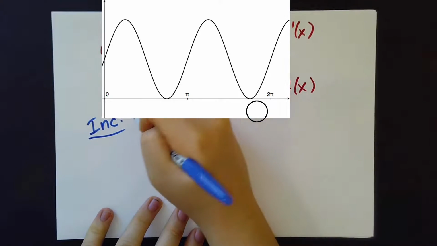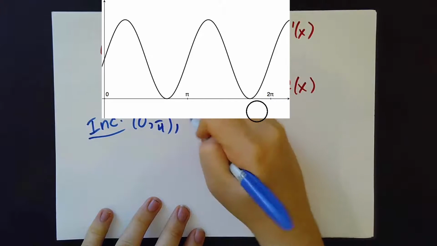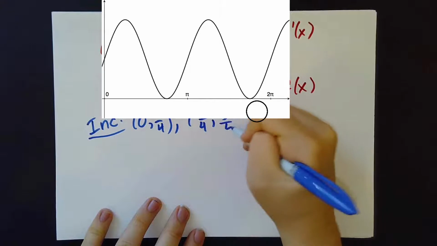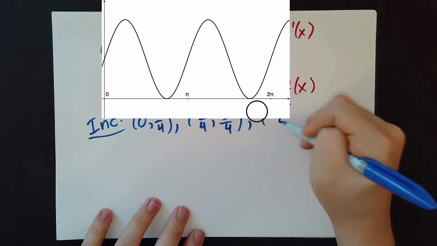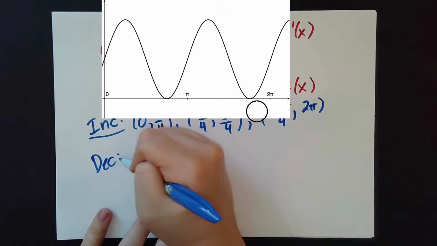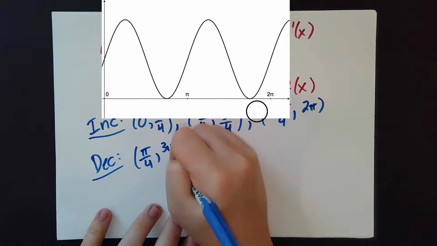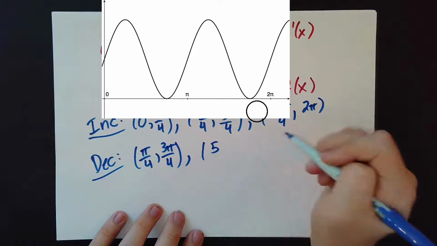that this function's increasing on 0 to pi over 4, 3 pi over 4 to 5 pi over 4, and 7 pi over 4 to 2 pi. And that it is decreasing on pi over 4 to 3 pi over 4, and 5 pi over 4 to 7 pi over 4.